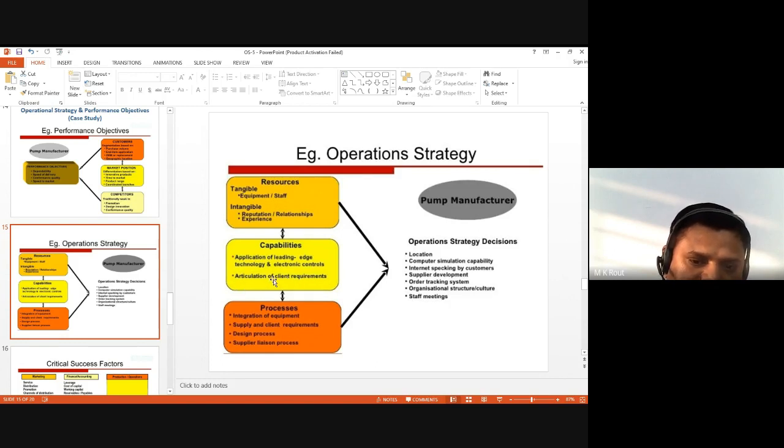Then articulation of client requirement. That means electronically modified client requirement. That articulation of requirement is basically the need for different types of client requirement, especially with reference to operation process. And lastly, you have to coordinate with different processes, including integration of equipment, supply and client requirement. Design process is there, supplier license process is there.